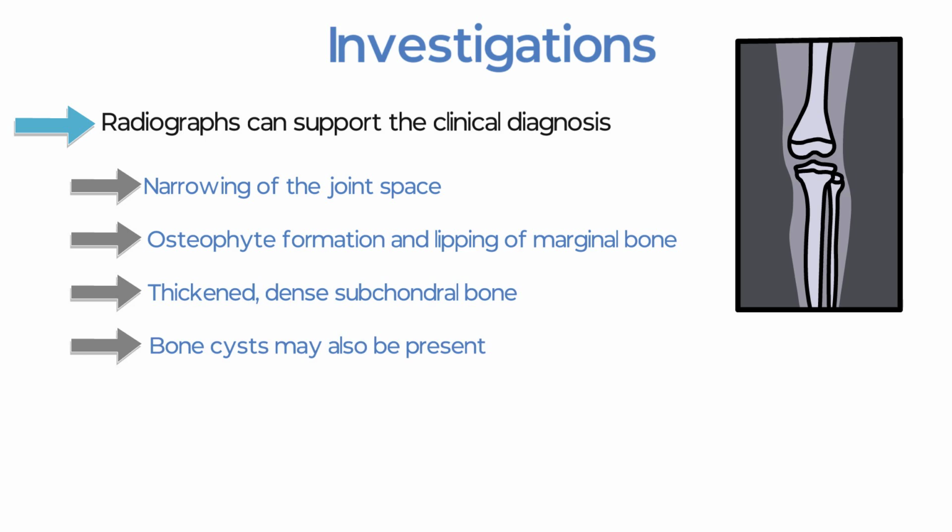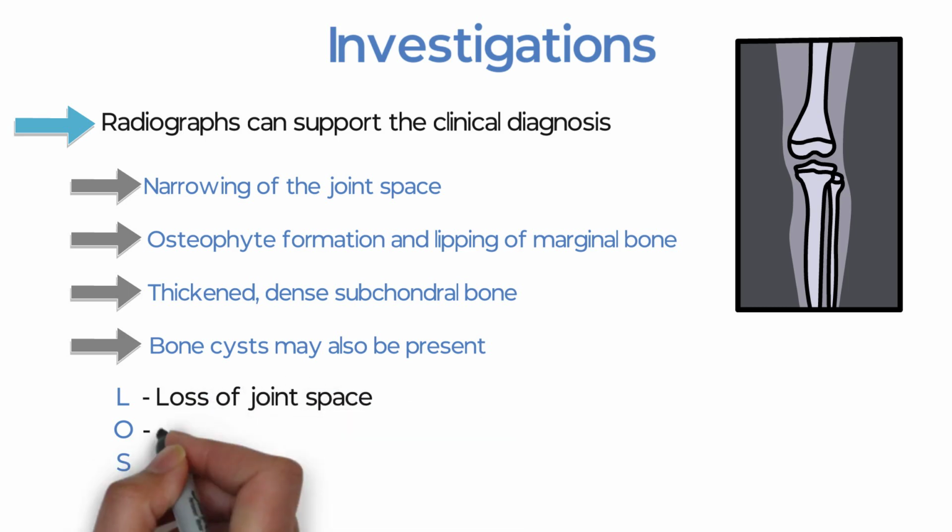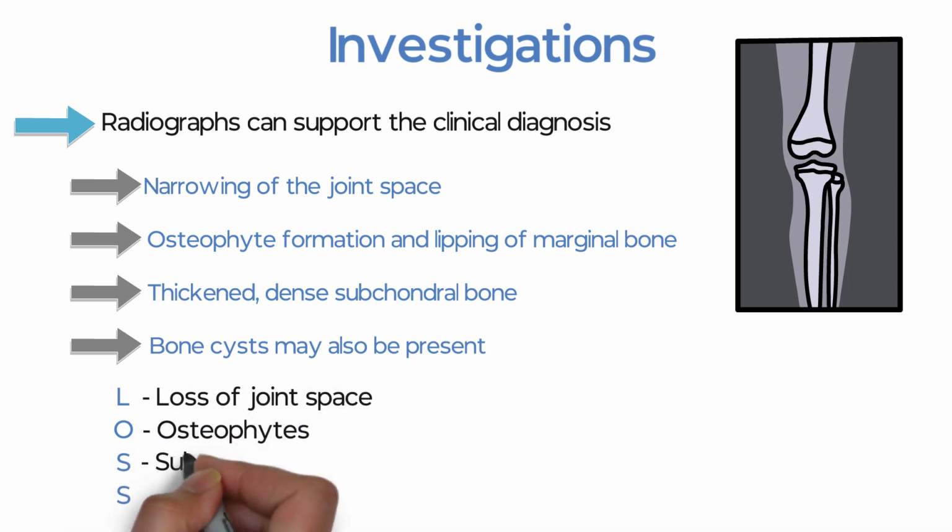A good memory mnemonic you can have for all these features of osteoarthritis is LOSS, that is: loss of joint space, osteophytes, subchondral cyst, subchondral sclerosis.